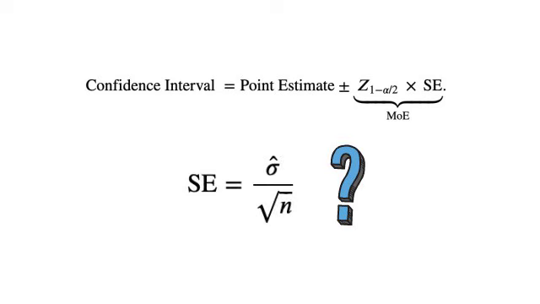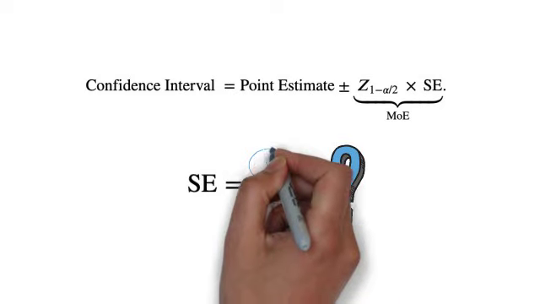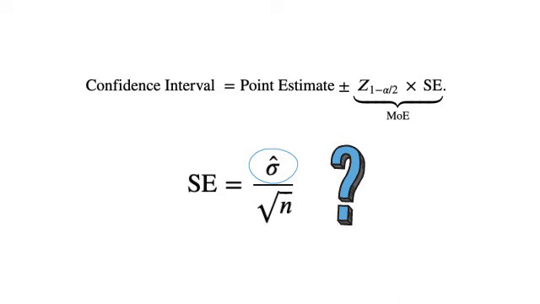The standard error of the mean is computed as sigma hat over root n, but we need to estimate sigma. It's not advisable to use the standard normal distribution when the population standard deviation is unknown, especially with a small sample size, n.